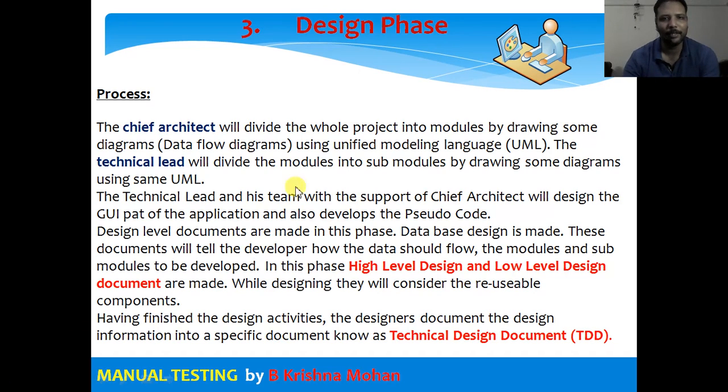Then design level documents are made in this phase. Database design is made. These documents will tell the developer how the data should flow: database diagrams, data flow diagrams. The modules and the submodules are developed by using those data flow and process flow diagrams. Here, the high-level designs and the low-level designs are made. The high-level designs contain the modules, and the low-level designs contain the submodules.